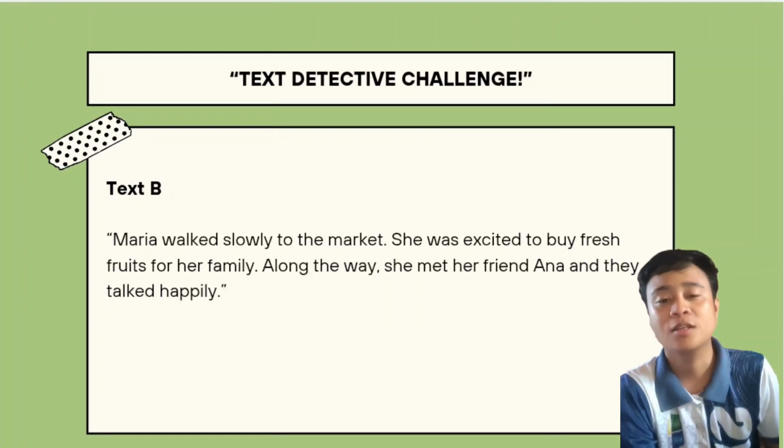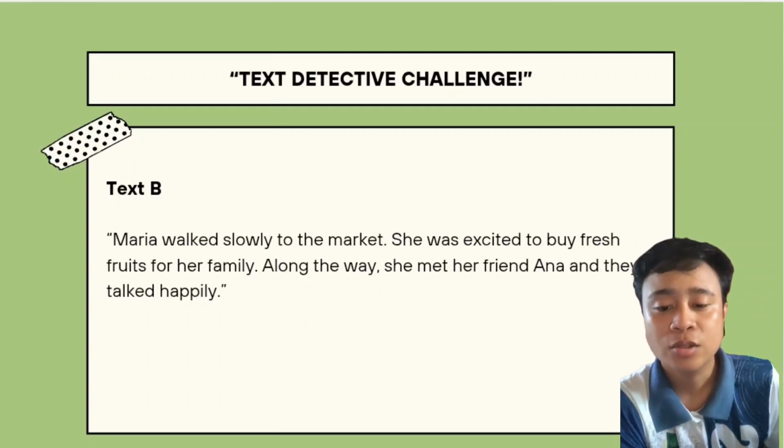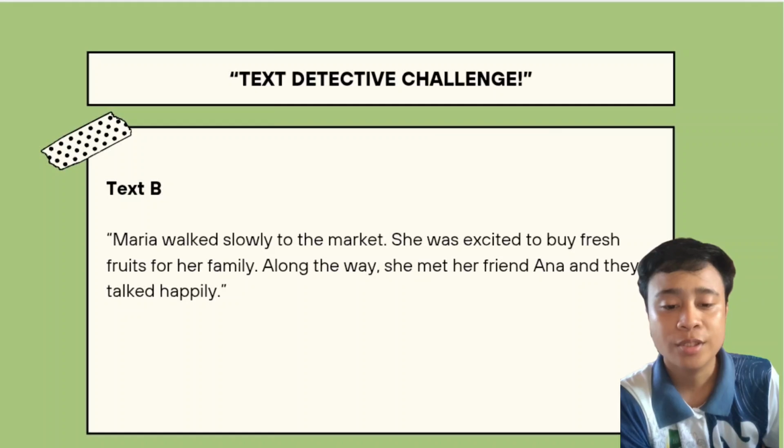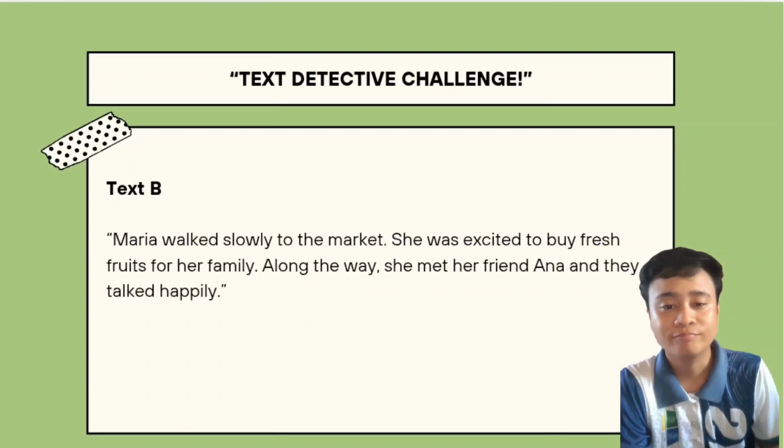Next, we have text B. So I'm going to read it for you guys. So Maria walked slowly to the market. She was excited to buy fresh fruits for her family. Along the way, she met her friend Anna and they talked happily. Oh, that's a very good story.